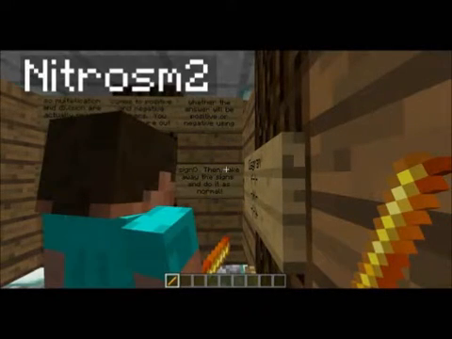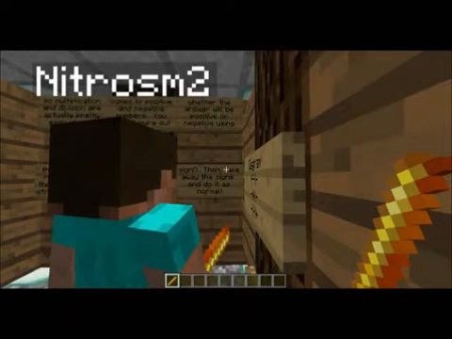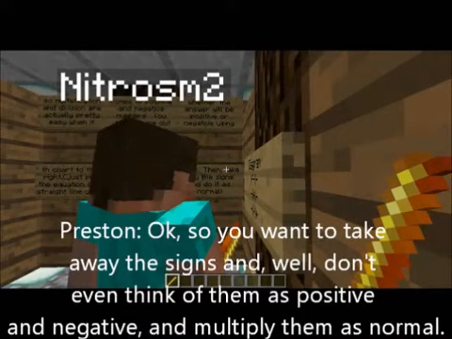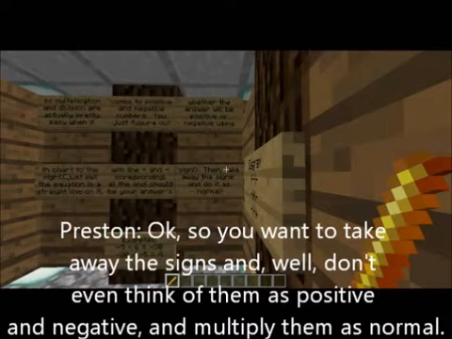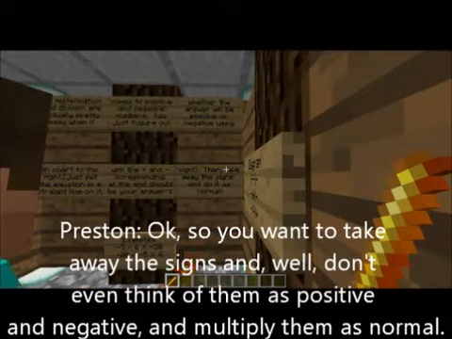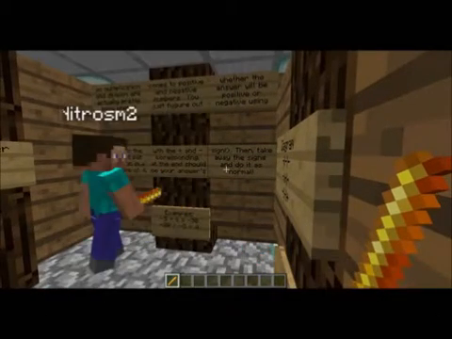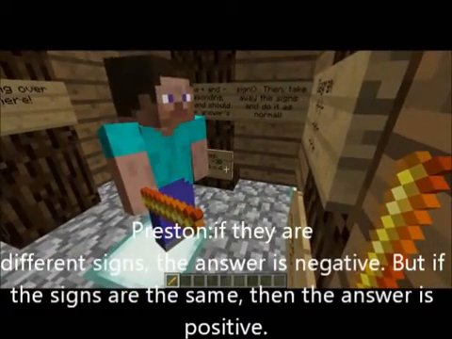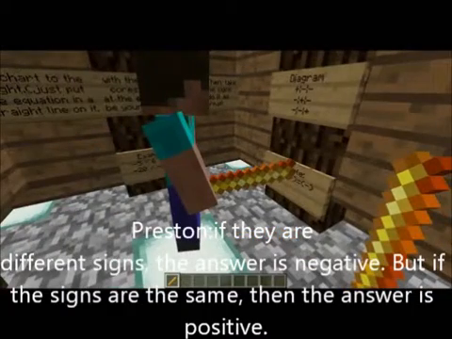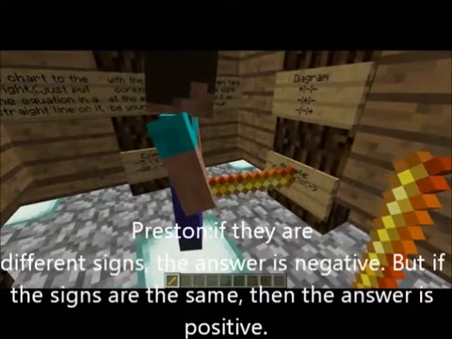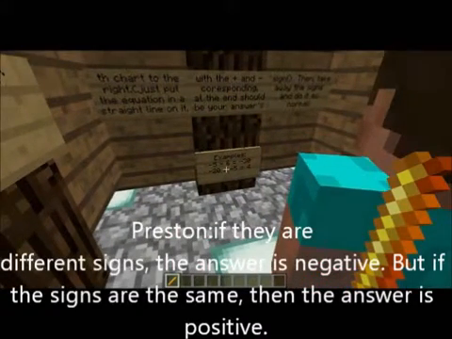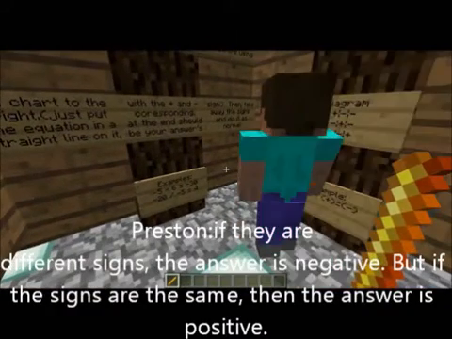Oh, so take away the sign part, right? Okay. So you want to take away both of the signs. Just don't even think of them as positive or negative. Just multiply them or divide them as positive, really. And then, according to this diagram, if they are different signs, the answer is negative, and if same sign, positive. So a negative times a negative equals a positive, and a negative divided by a positive is a negative.